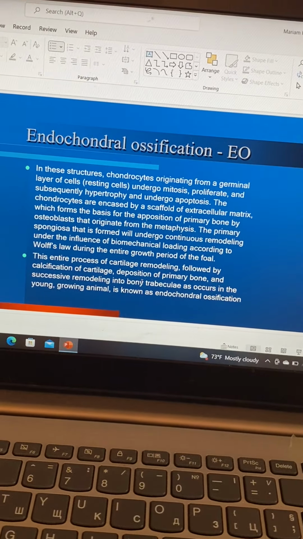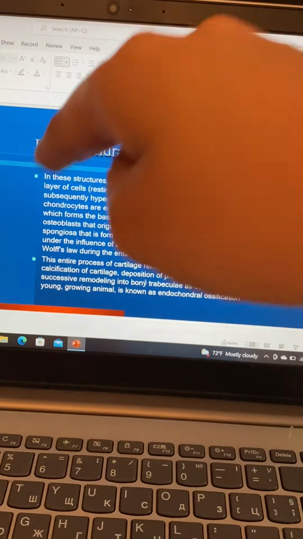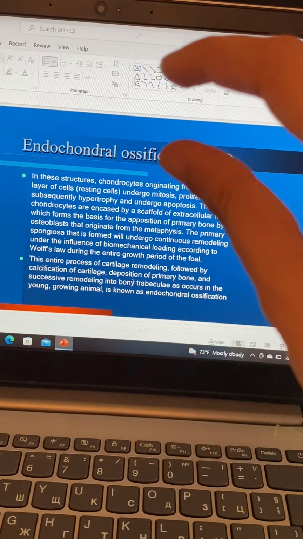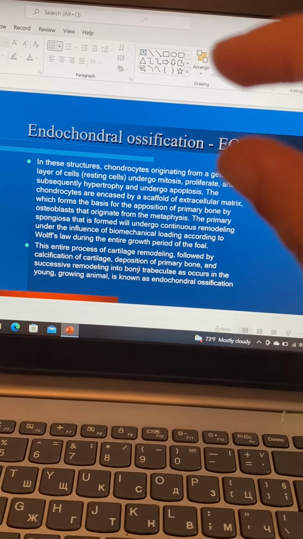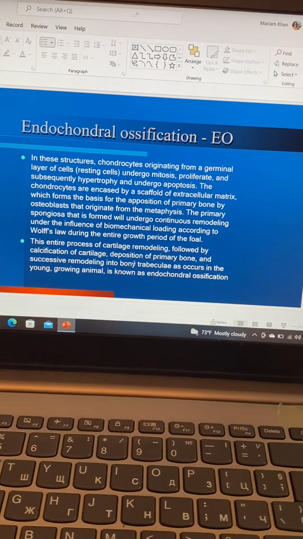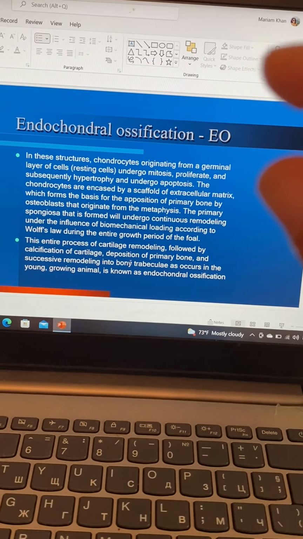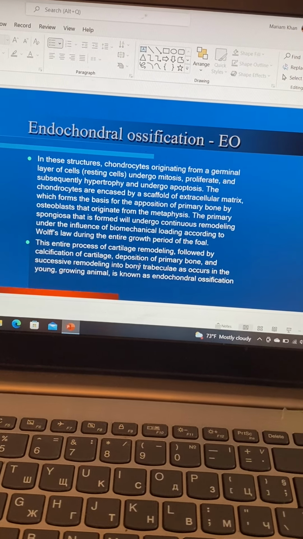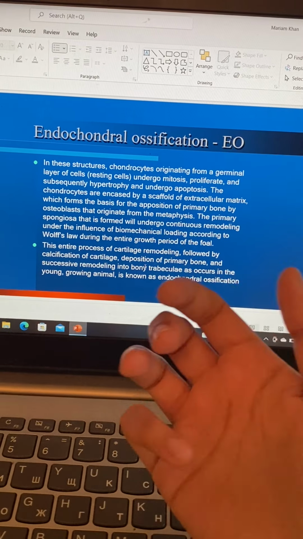Okay, so in these structures, chondrocytes come from the germinal layer of resting cells. We said the physes is usually at the end of a long bone, but it's usually in cartilage form. So this cartilage has chondrocytes, which are cartilage cells, coming from the germinal layer of resting cells. These undergo mitosis, proliferation, they hypertrophy, and also undergo cell death. They're covered by an extracellular matrix, which basically, along with the chondrocytes, forms the primary structure of the primary bone.